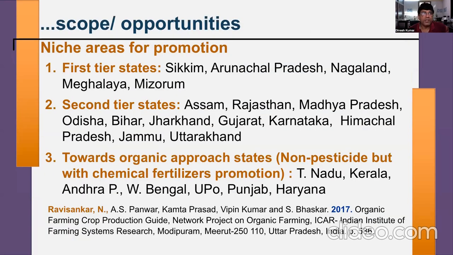There are certain scopes or opportunities, like India has divided organic area into three tiers. First tier states, where organic farming can be directly implemented because of very little use of insecticides, pesticides and fertilizers, are Sikkim, Arunachal Pradesh, Nagaland. Second tier states are where consumption of fertilizer and pesticide is less, but higher than the first tier states and less than the third tier states. In these areas, certain pockets can be selected for organic farming: Assam, Rajasthan, Madhya Pradesh. Towards the third tier states, nobody is recommending integrated organic farming. One should go for conventional farming or an integrated farming system: Tamil Nadu, Kerala, Andhra Pradesh, West Bengal, UP, Punjab, Haryana. So this is how organic farming should be adopted in the country.